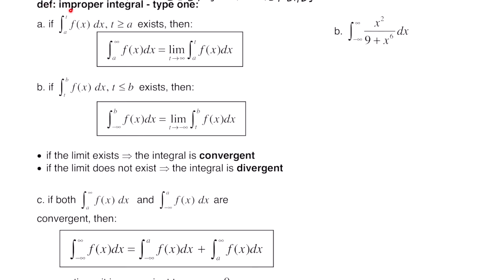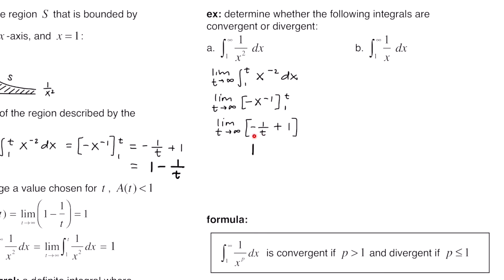So right here in the definition of an improper integral type 1, it says if the limit exists, the integral is convergent. So we took the limit and we got the value 1, so it exists. Therefore, this integral is convergent. So I just wrote that out. The limit exists, therefore the integral from 1 to infinity of 1 over x squared dx is convergent.